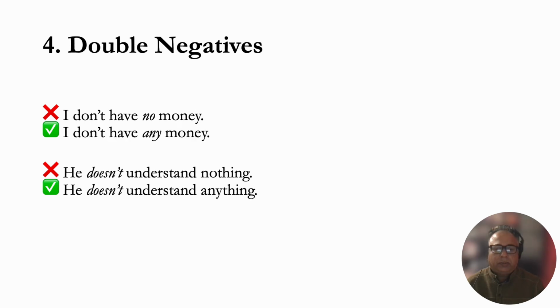Number 4, double negatives. Again, in spoken English, it's common. I don't have no money. And it's okay if you speak that way, people will understand. But grammatically, it's incorrect. I don't have any money. People also say, he doesn't understand nothing, or even he don't understand nothing. And those are two errors. Multiple negative, and as you learn, subject-verb agreement. It should be he doesn't, not he don't. So he doesn't understand anything rather than saying he doesn't understand nothing.